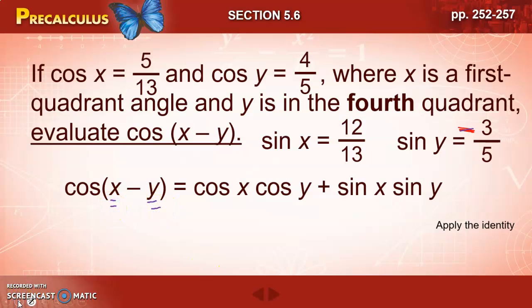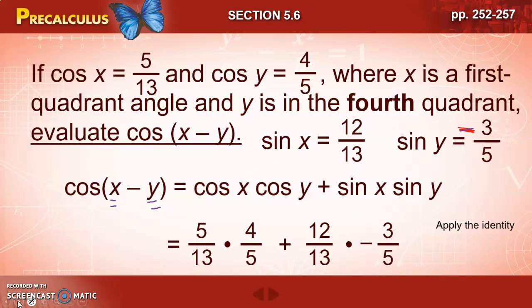So we're going to plug in our values that we already have either been told or figured out. Cosine x was 5/13 and cosine y is 4/5. And then we're going to add the sine x, 12/13, times sine y, -3/5. When we multiply those, remember fractions, we just multiply across the top and the bottom. So these can actually cancel out and we get 4/13. And then 12 times -3 is 36. And 5 times 13 is 65. And we're going to add those together.